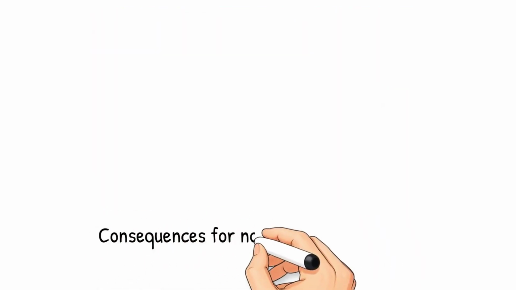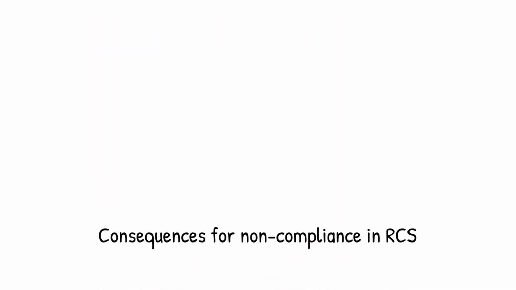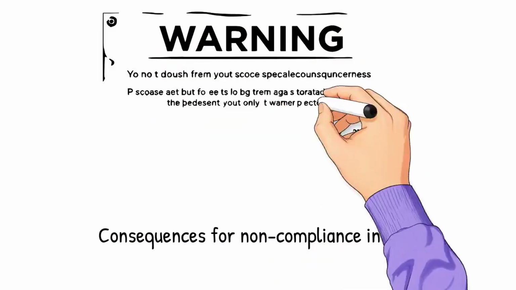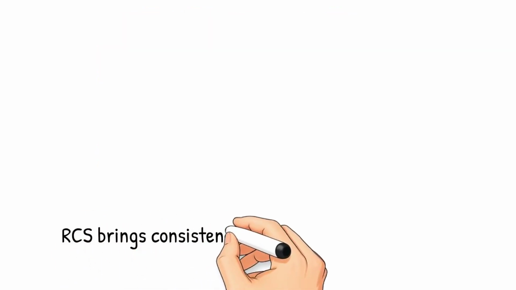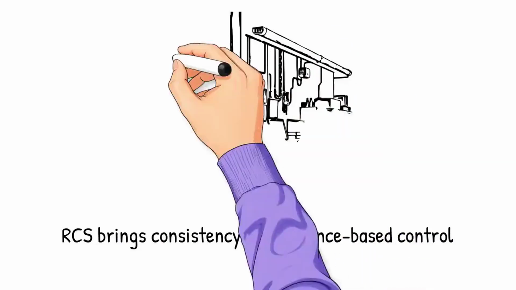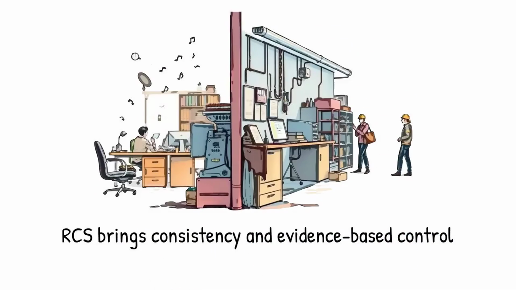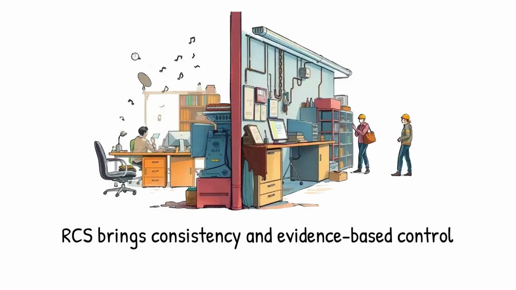The final component is consequences for non-compliance. This is often overlooked, but it's essential. If a mandatory control is ignored, the risk increases. RCS defines what actions must be taken when standards are not followed. By understanding these components, you can see how RCS creates consistency. It transforms safety from opinion-based decisions into structured, evidence-based control. In Part 3, we'll explore how RCS is applied in real workplaces and how it changes the way people work.